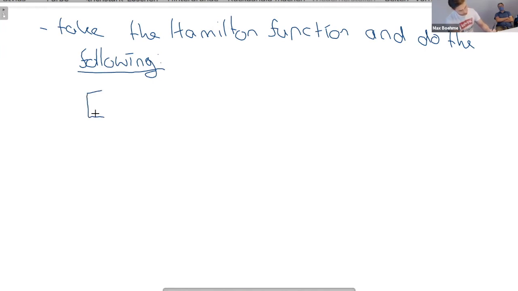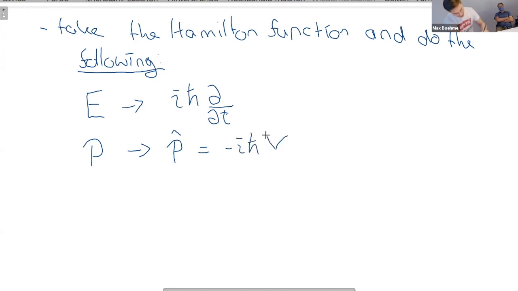Instead of writing down energy, we introduce an operator, the energy operator. It's the first derivative with respect to time. And instead of using the scalar quantity p for the momentum of a particle, we introduce the momentum operator, which is of the form minus i h bar times the Nabla operator. And the position of the particle, at the moment, we leave it like that. Okay. What we then end up with.